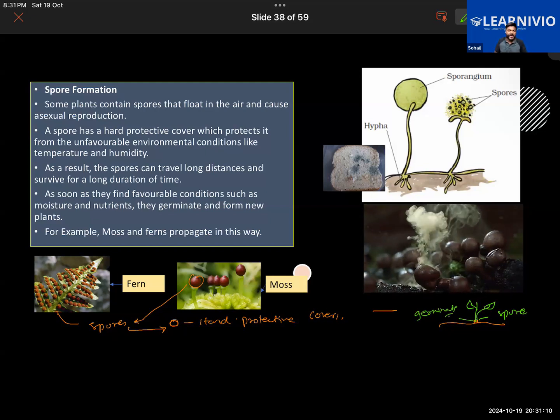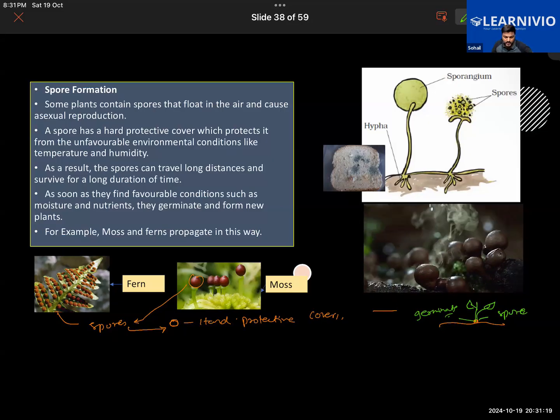Is that thing clear to everyone? How with the help of the spore also, plants can reproduce? Let me know if it is clear or not. Yes, sir.